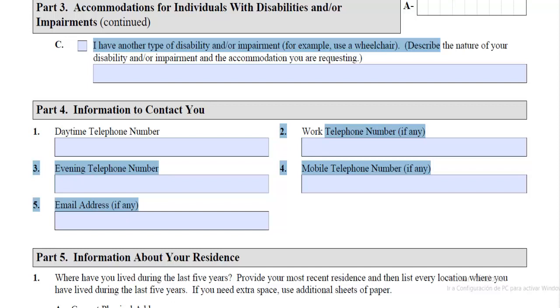In Part 5, information about your residence. First, enter your current home address in Section A. Section B is a space to enter a different mailing address. If your home address is not a secure place at which you receive mail, next is Section C.